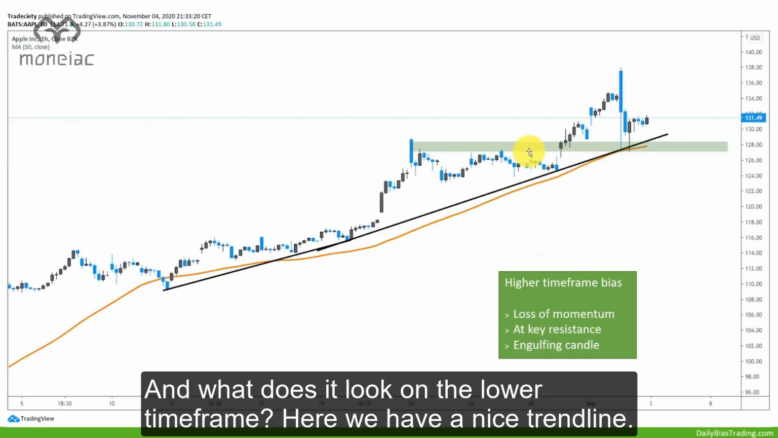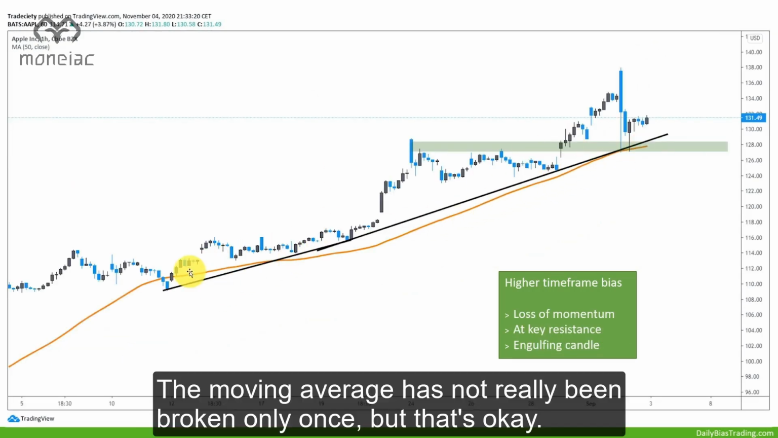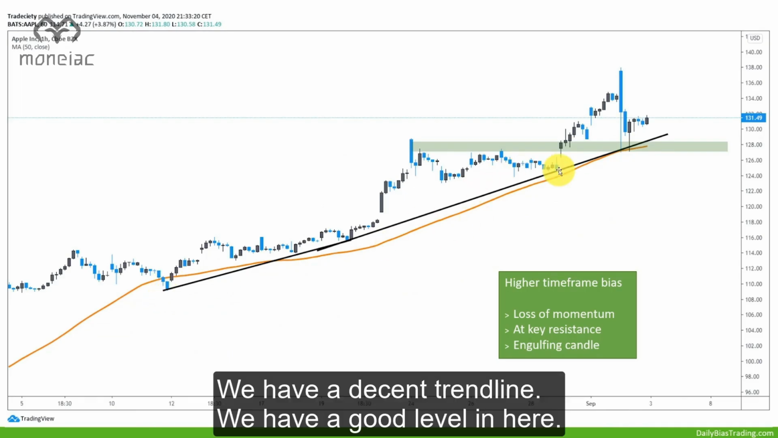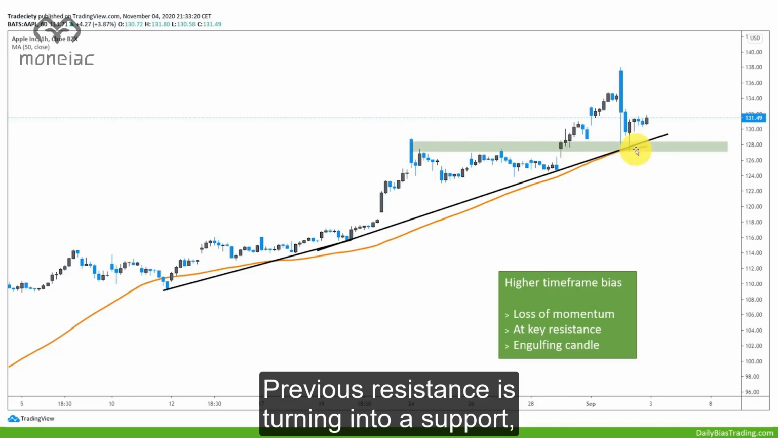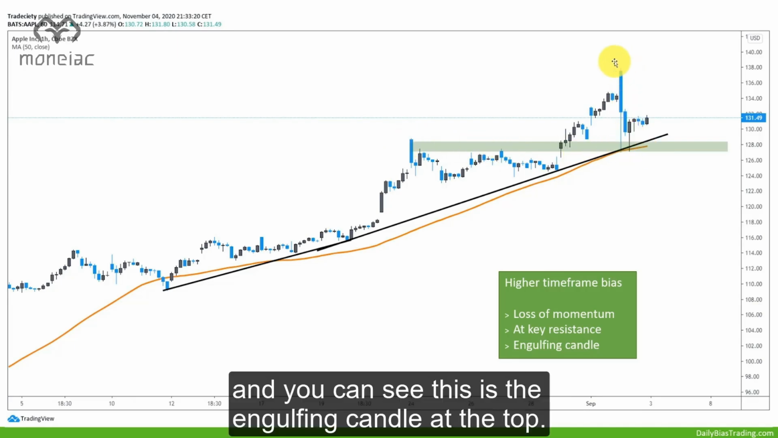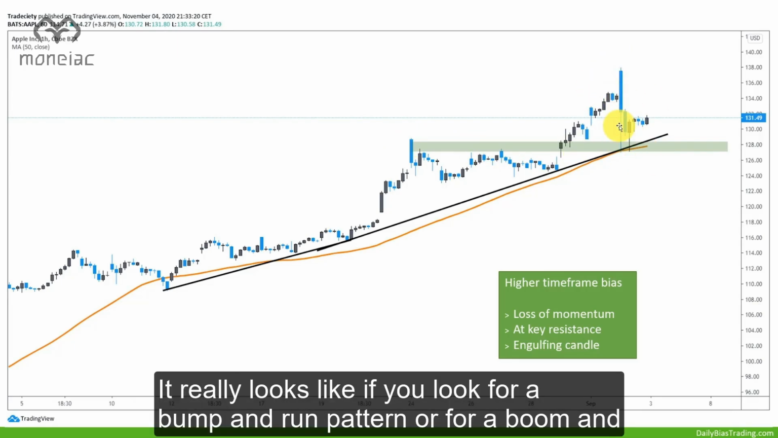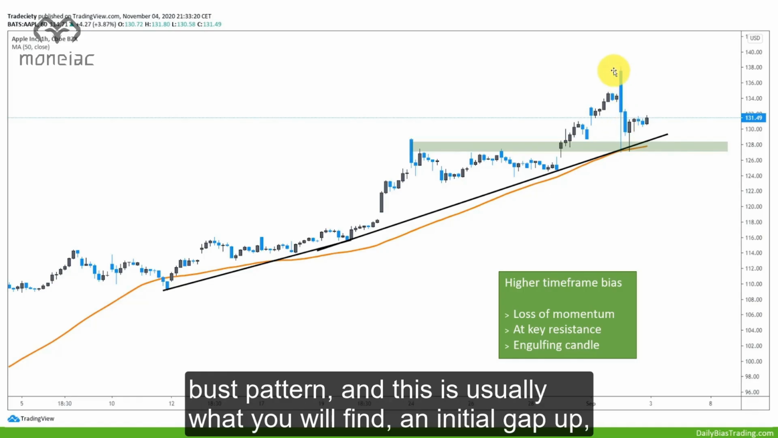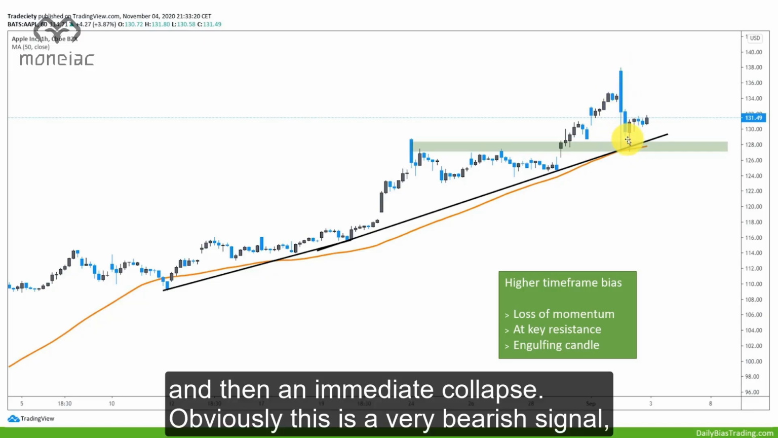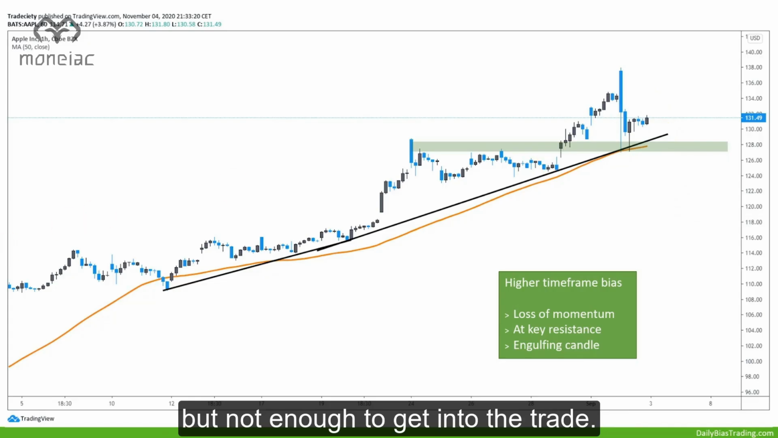Here we have a nice trend line. The moving average has not really been broken, only once, but that's okay. We have a decent trend line. We have a good level in here. Previous resistance is turning into support. And you can see this is the engulfing candle at the top. It really looks like, if you look for a bump and run pattern or for a boom and bust pattern, this is usually what you will find. An initial gap up and then an immediate collapse. Obviously, this is a very bearish signal, but not enough to get into the trade.